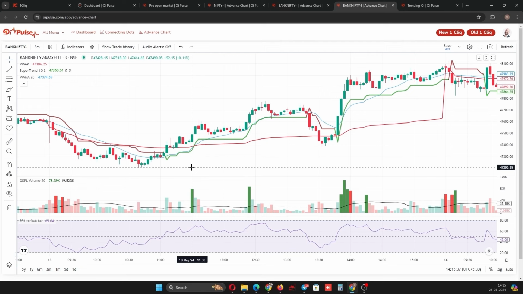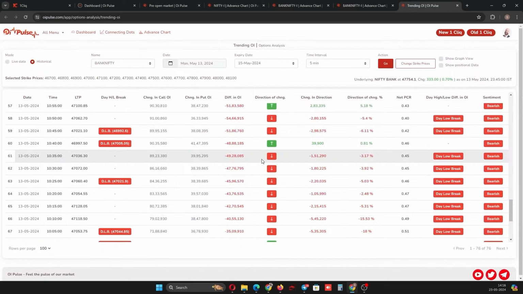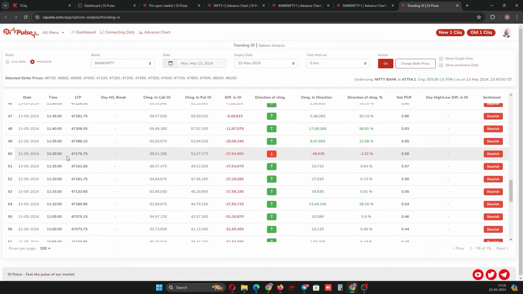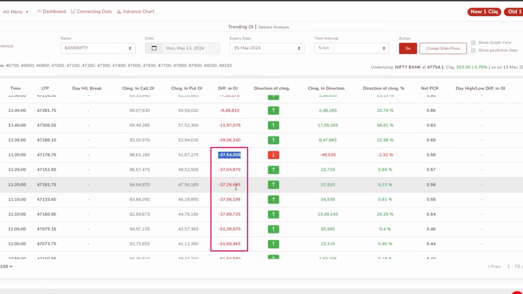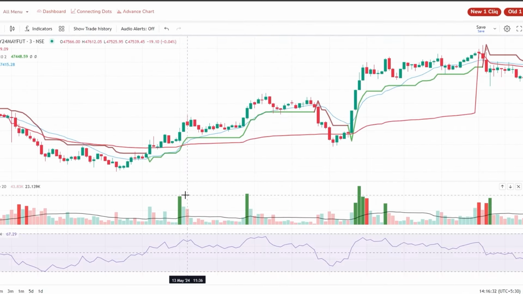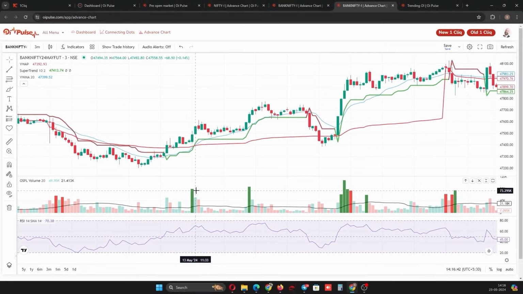At 11:30, we will check what is the open interest suggesting. Okay, for that we'll go to trending OI of 13th May. We'll go to 11:30 time. At 11:30, still the market is in bearish mode and it is starting to reverse. You can see from 51 lakhs it has come to 37 lakhs. It has started to reverse. So after this candle, there is no volume at all. So there is no two candle volume. Along with that, no trend change has happened in open interest.